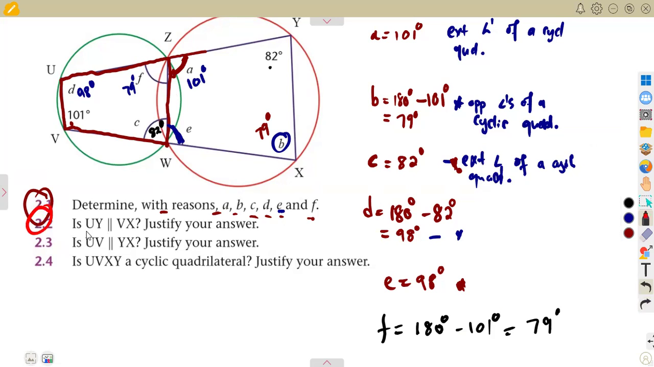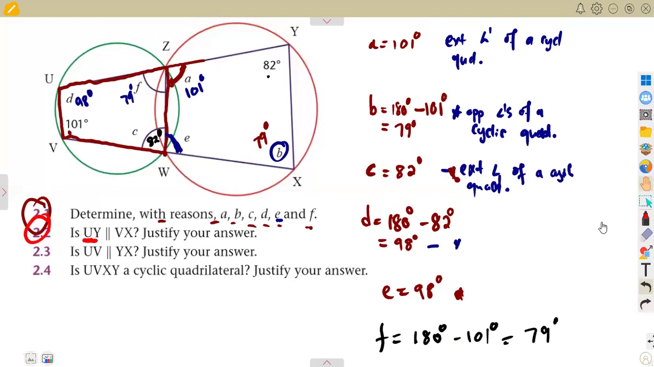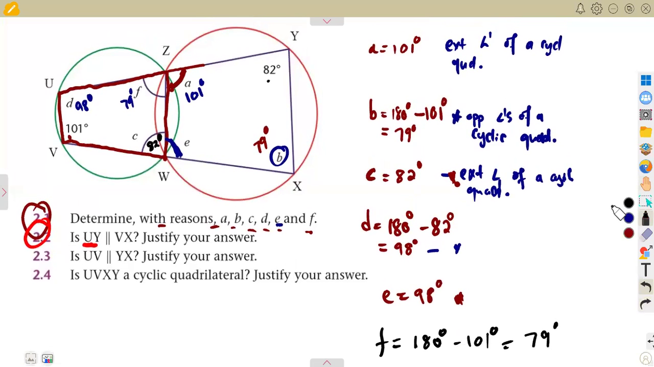2.2 is from U to Y. Okay, where is it? This one. I'm reading this while also looking at the diagram. So this is our UY. They're asking you a question. They are not saying it's parallel. It's a question: is it parallel to VX? This is our VX, this one.